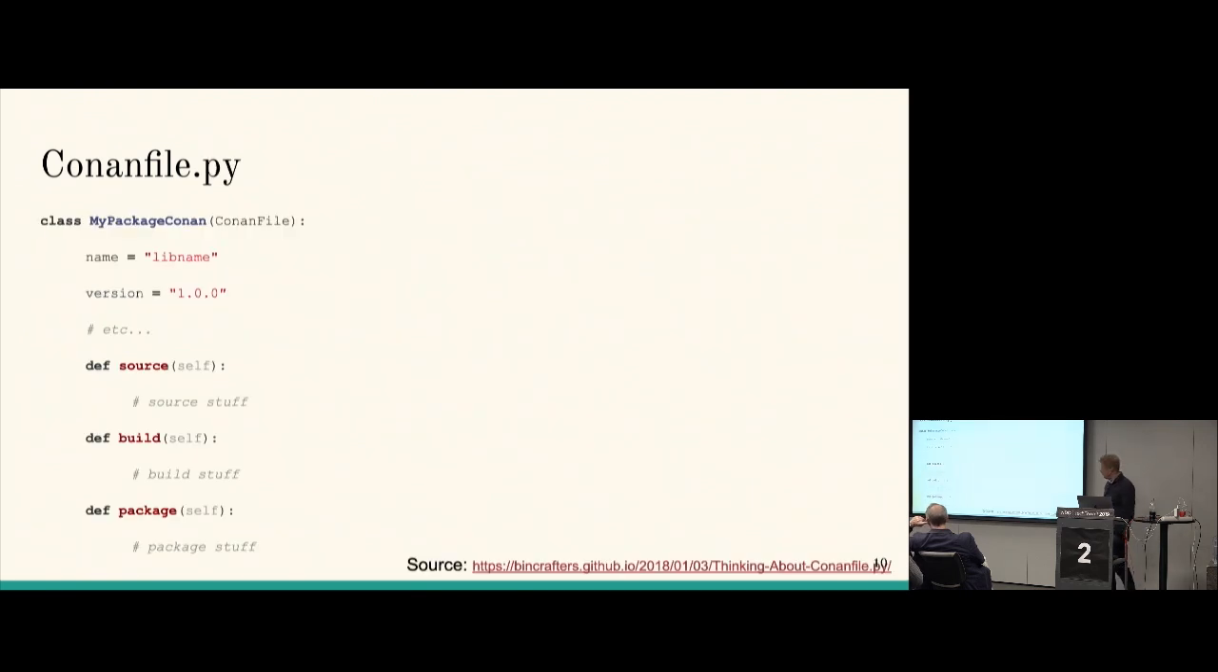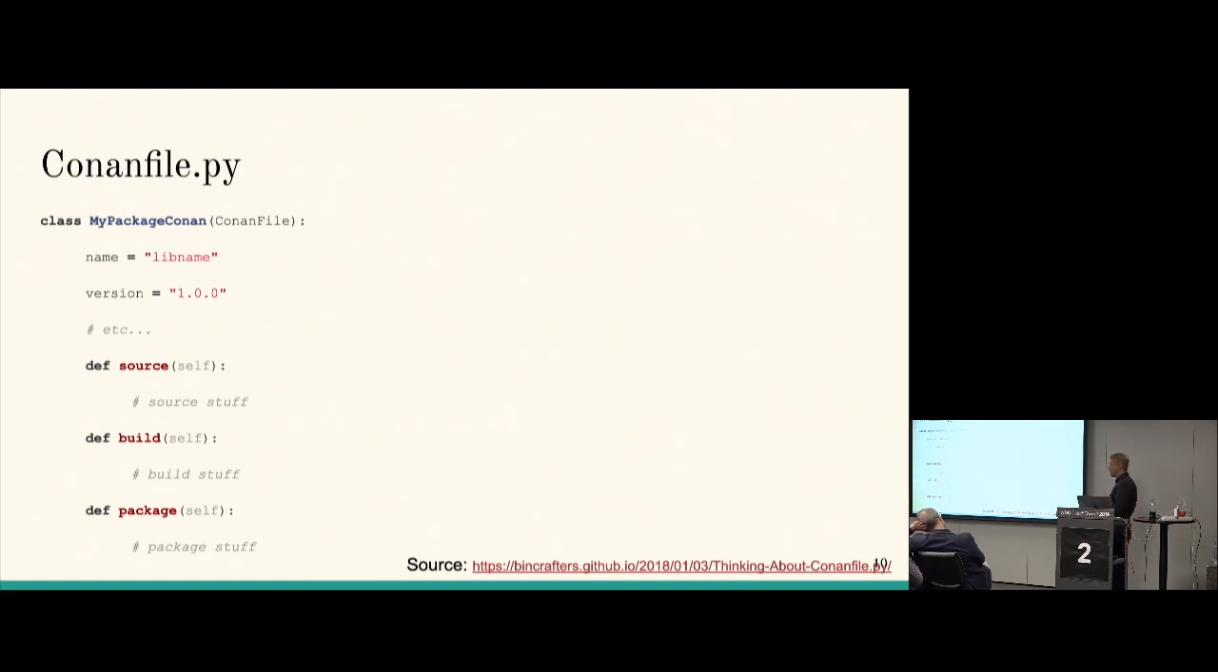conanfile.py, however, we start getting more complicated. That's Python. Not everybody likes Python, but it's a tool. And you start by explaining, hey, I have my package, and it's subclassed on the ConanFile. I say what name it is, what version it is. Of course, you'll say a lot more, but this is the minimum you can do. And then you have a function to say, hey, I'm going to fetch my source code, a function to say I'm going to build this source code, and a function saying I'm going to package this source code.